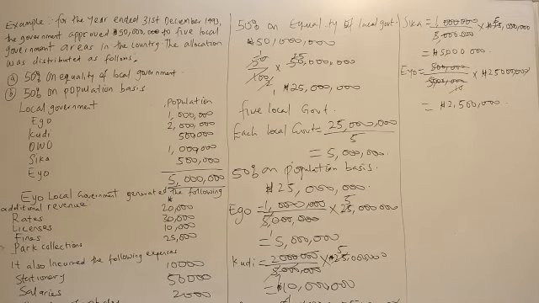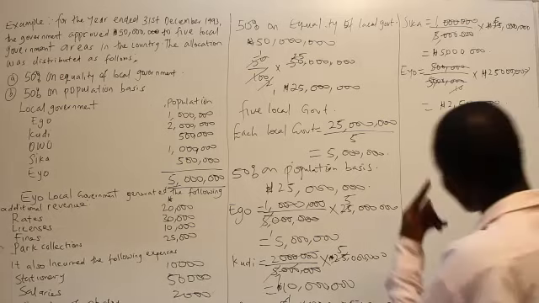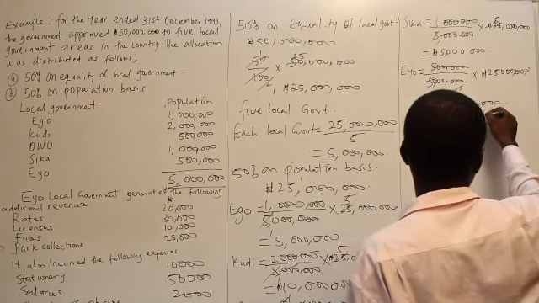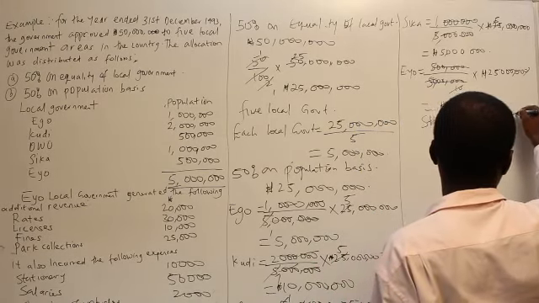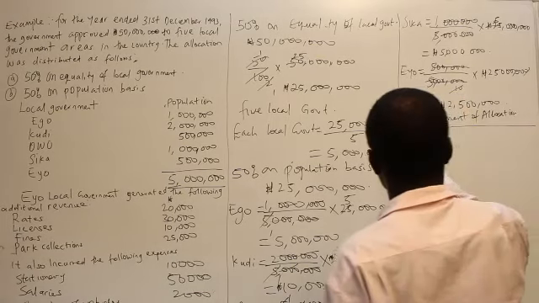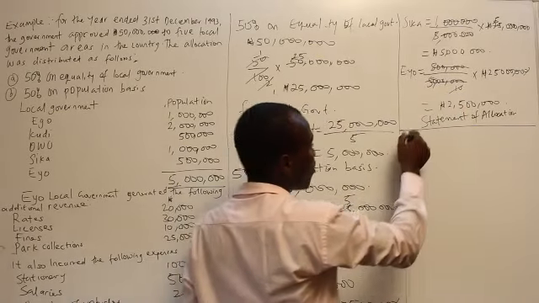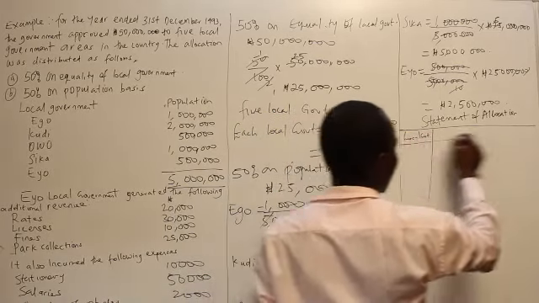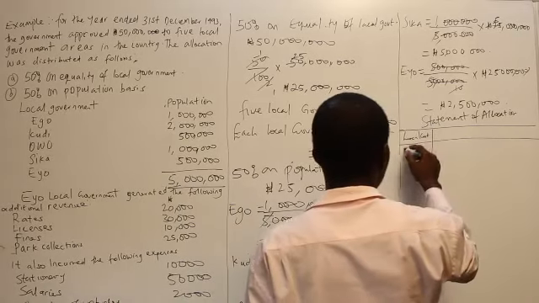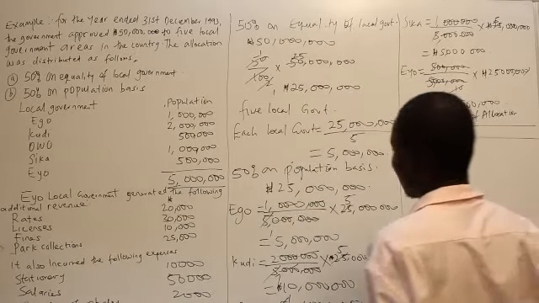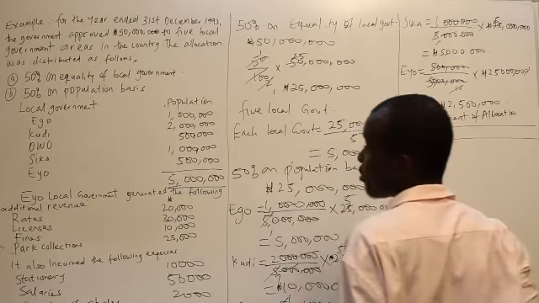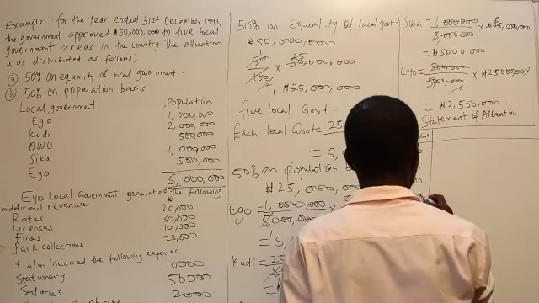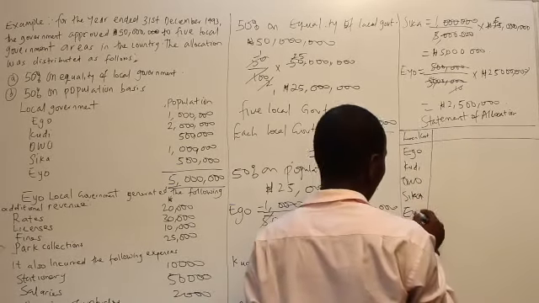So we are asked to prepare a statement showing the allocation made to each local government. So we have a statement of allocation. Then we again have the local governments. So how many local governments do we have? 5 local governments. We have Ego, we have Kudi, we have Owo, we have Sika, and we have Eyo local government.